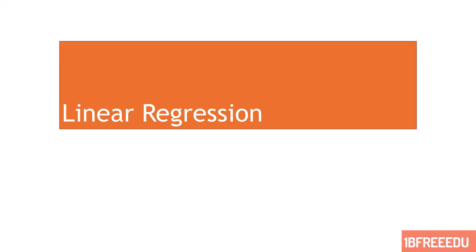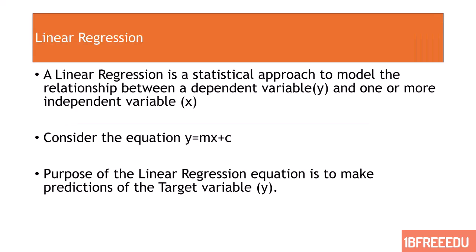In this lecture we would be covering the introduction to linear regression. So what is a linear regression? A linear regression is a statistical approach to model the relationship between the dependent variable y and one or more independent variables. Now let's consider the equation y = mx + c, where y is your target variable, m is the slope, or we call it the weight, x is your feature, and c is your bias. The purpose of the linear regression equation is to make the prediction for the target variable.